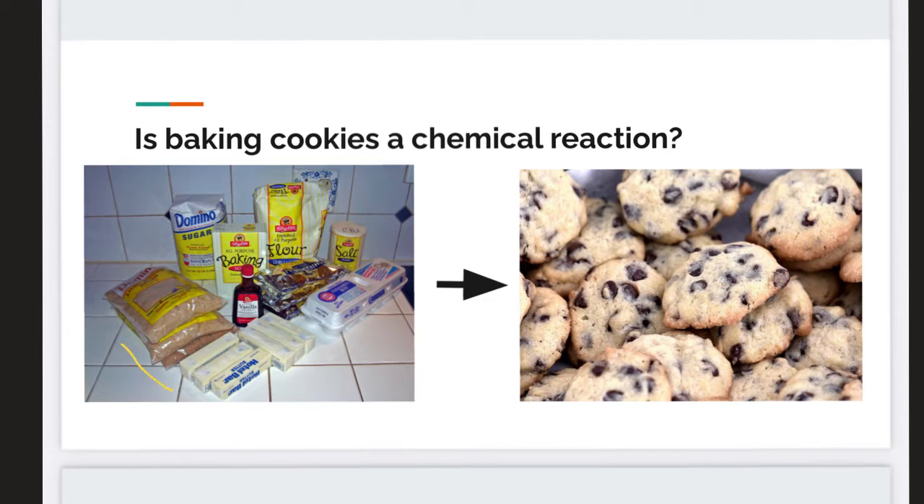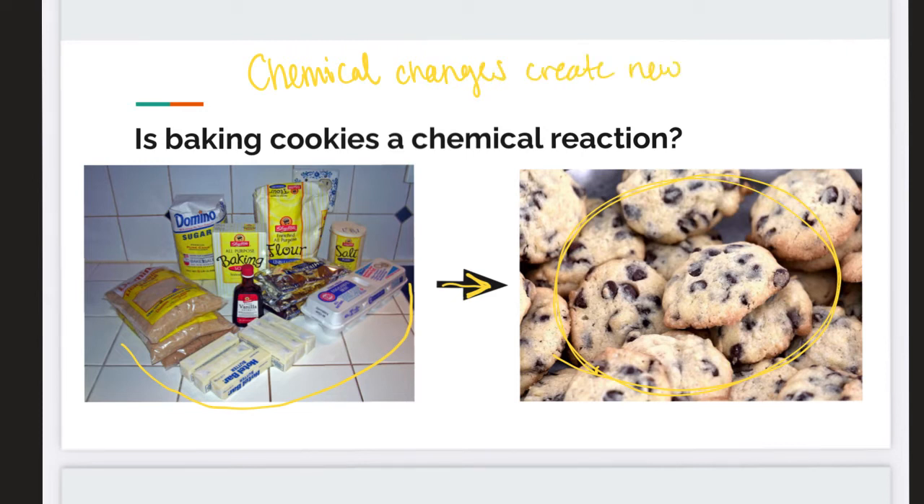So in this picture here, you have all the ingredients for baking cookies. And then this arrow is representing the process of baking. And then at the end, you have your cookies. So do you have something new? So remember that a chemical change is when a new substance is created. So chemical changes create new substances, and a physical change, they don't. So what do you think about this one?